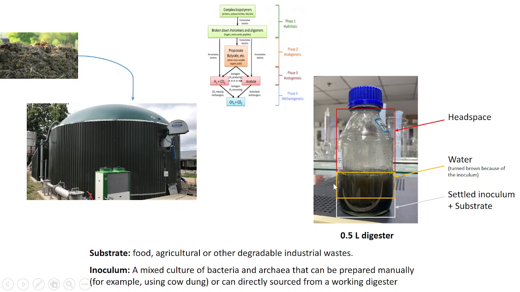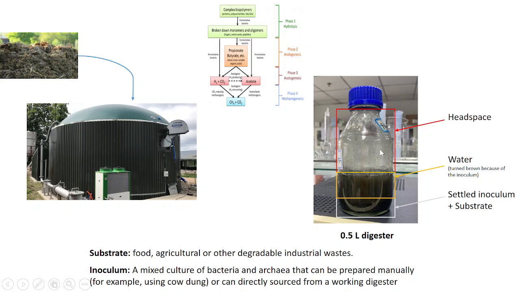This is an example of a lab scale digester which I used in my master's research. In this digester I inserted some inoculum, some substrate and water. The inoculum will be converting my substrate into methane, and because of that I have to leave some head space above my inoculum, because the biogas will be accumulated in this region.